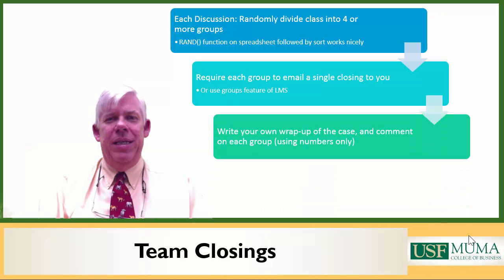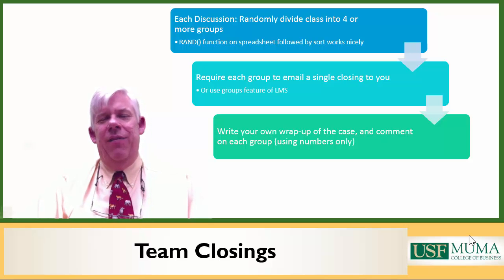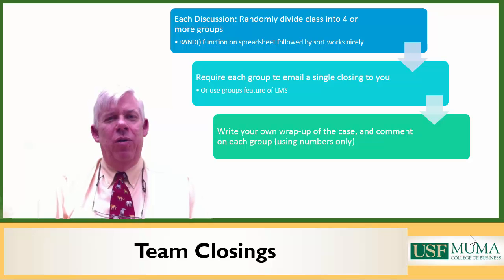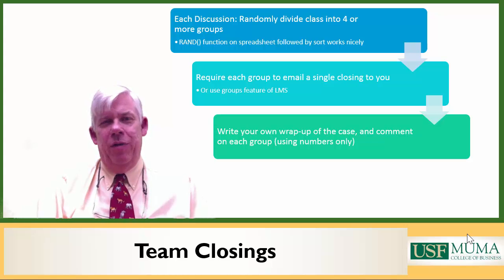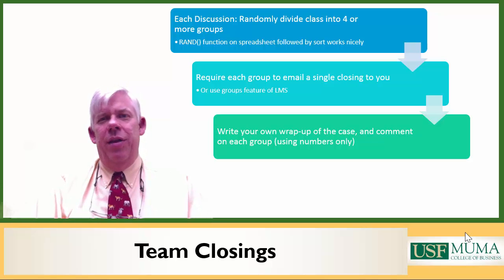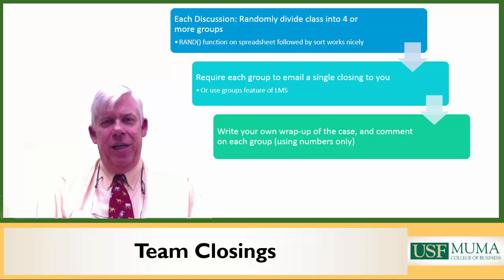Then what happens is you write your own wrap-up of the case, and you take the individual responses from the groups and write an open assessment of each one, but you only identify the groups by number. So you give an assessment of group 1, group 2, group 3, group 4, and you include the text that they sent you. That way everybody can see how you assess the groups, but you haven't violated anyone's privacy because they don't know who's in the other groups. They only know who's in their own group.